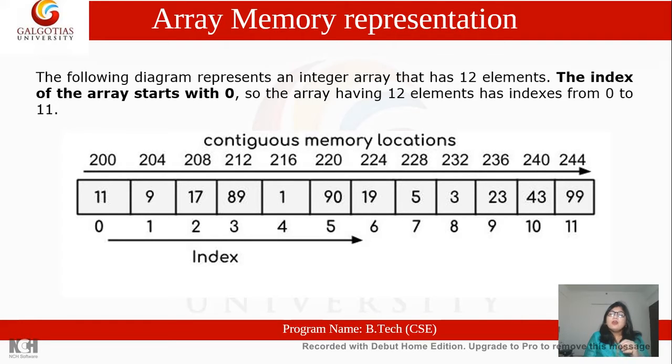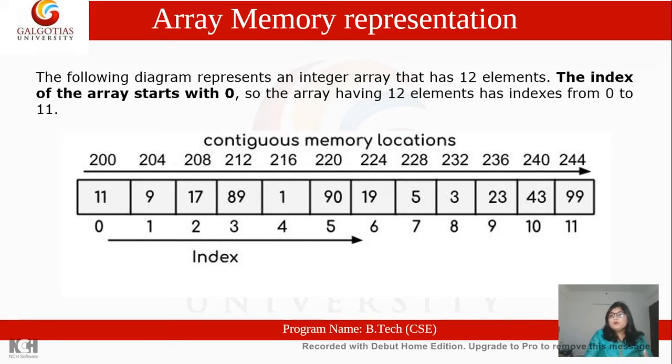Please mind, when I say the first element, that doesn't mean that you have to look for index 1. That means we are talking about the first element of the array, and the first element will definitely have the index value 0. So whatever element, if I am talking about the nth element, the index will be n minus 1.